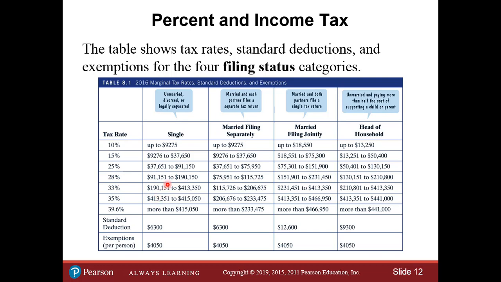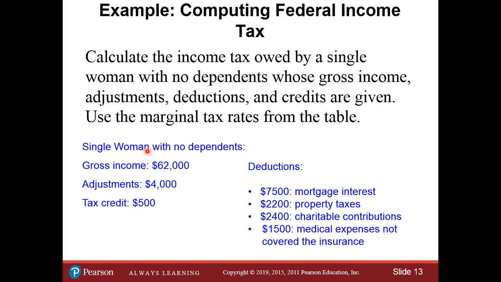Okay, now his taxable income was 43,000 something. So he's past this one. So the first $9,275 will be taxed at 10%. So he's going to end up paying $927.50 already. And then on the rest of it, he's going to pay 15%. Okay, so he doesn't pay 10% on the whole thing. He doesn't pay 15% on the whole thing. He pays one portion at 10% and the rest at 15%. So this is the way it looks. Okay, so here's what it looks like.